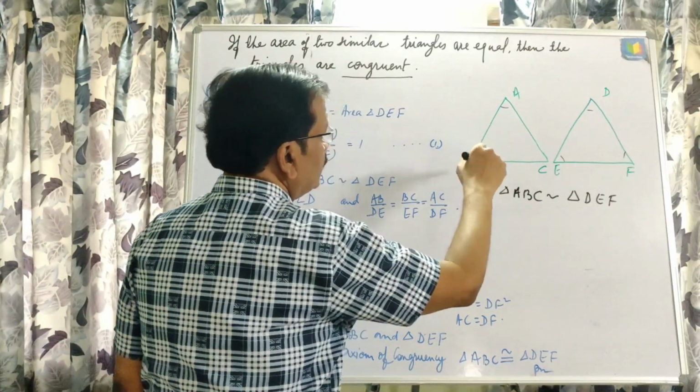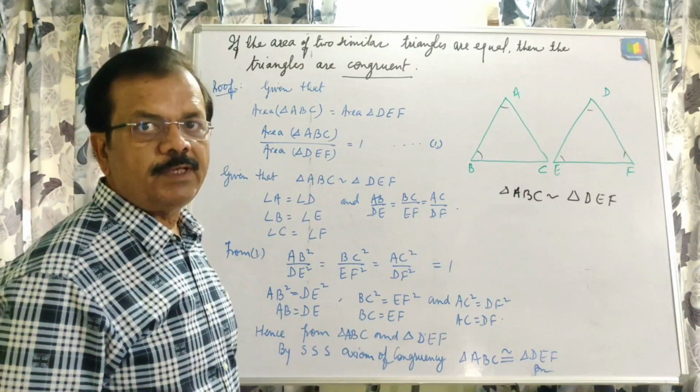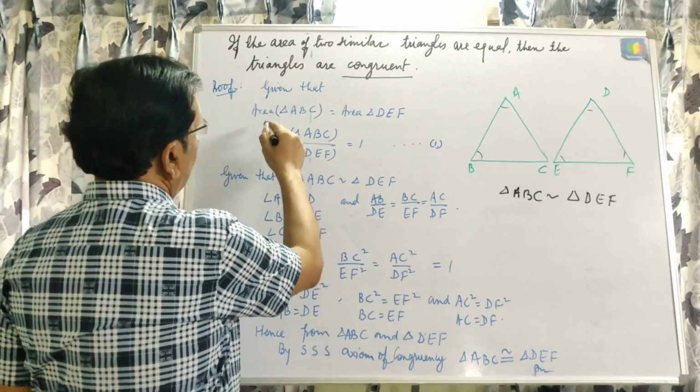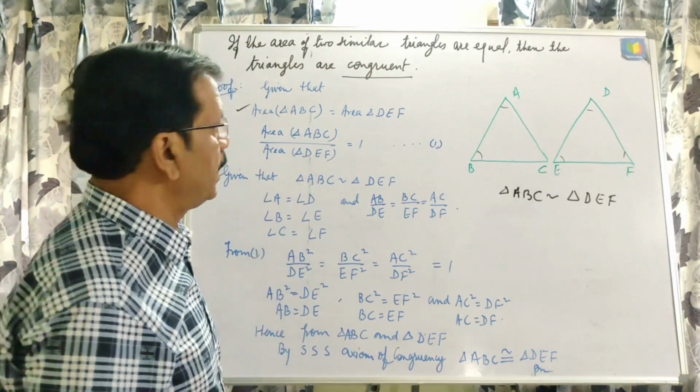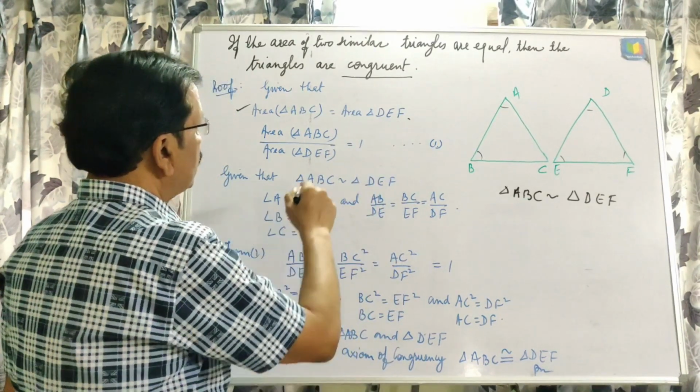We have to show that these similar triangles, whose areas are equal, will be congruent also. Now we are given that the area of triangle ABC is equal to the area of triangle DEF. These two areas are equal.